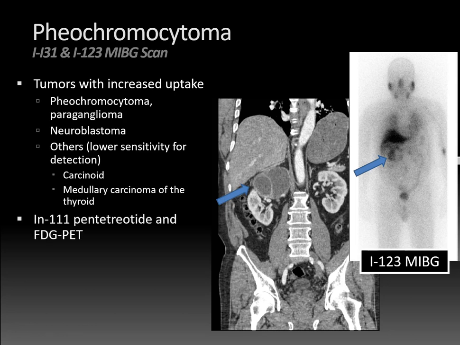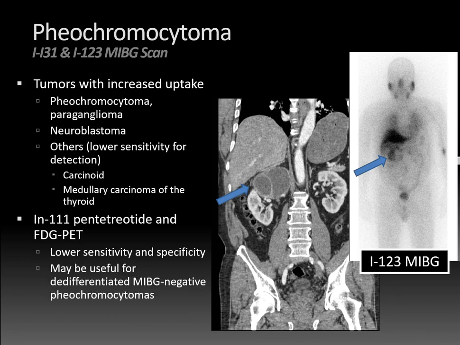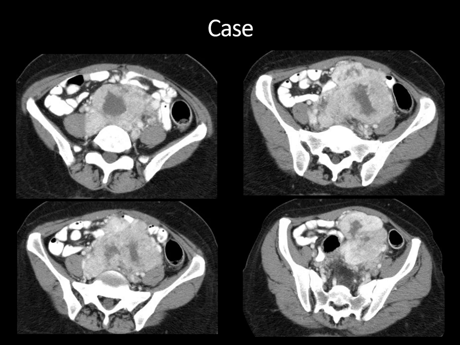And then other nuclear medicine studies that we could do to evaluate pheochromocytoma include indium-111 pentetreotide scans and FDG PET scans. However, these tend to have lower sensitivity and specificity for pheochromocytoma, and that's why MIBG is typically considered a first-line scintigraphic examination for pheochromocytoma. However, these two studies can be useful for pheochromocytomas that are dedifferentiated and therefore MIBG negative. All right, let's move on to a different case.